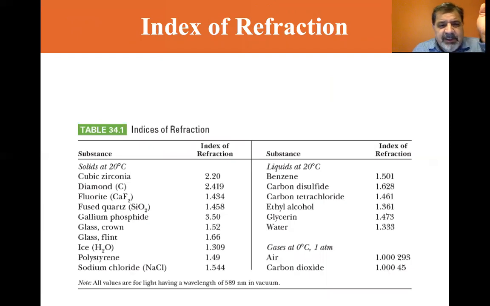And here are some indices of refraction. These are solids at 20 degrees C and liquids on the right hand side at 20 degrees C. Cubic zirconia 2.2, diamond 2.4. So the cubic zirconia is actually higher.